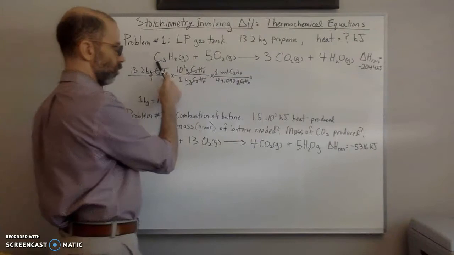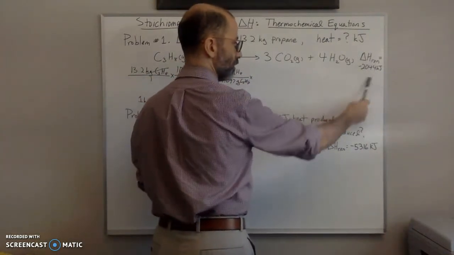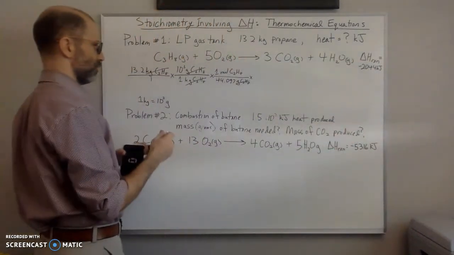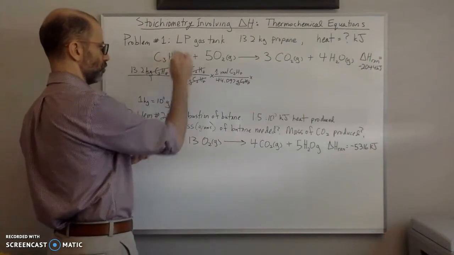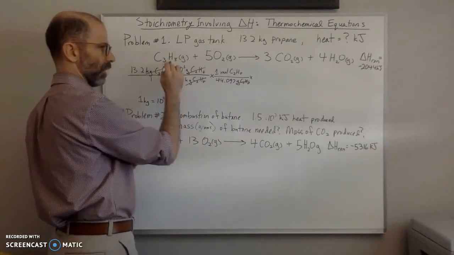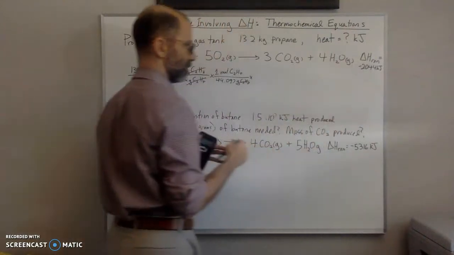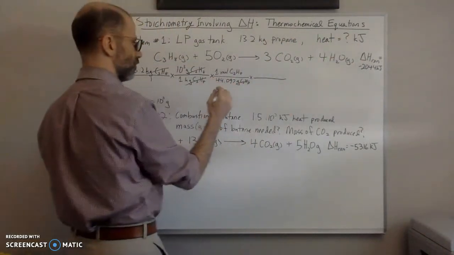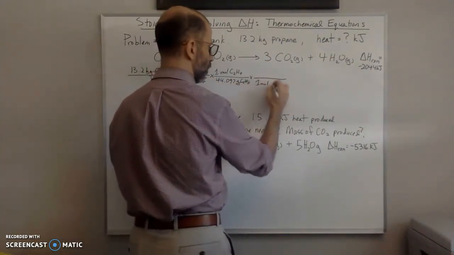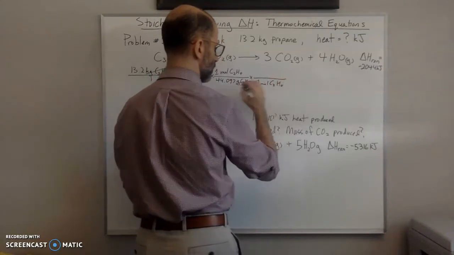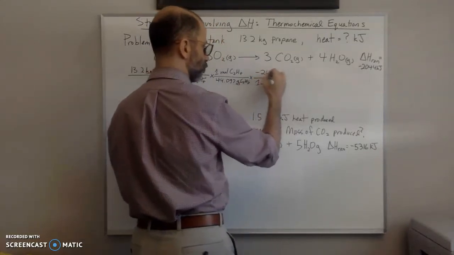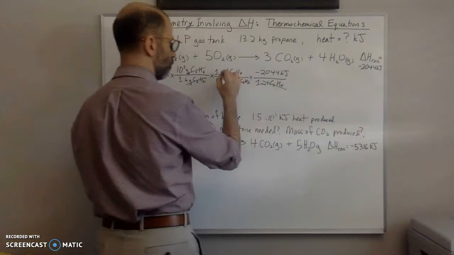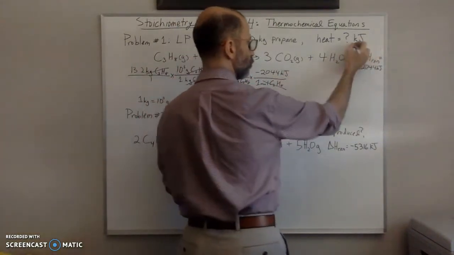Now we can use the delta H of the reaction, the enthalpy of the reaction, as a conversion factor. So for every 1 mole of propane burned, we're going to produce this amount of kilojoules. So now we can get kilojoules of heat. So 1 mole of C3H8 on the bottom, and negative 2,044 kilojoules on the top. So moles cancels out. We've got our kilojoules, which is what they want.